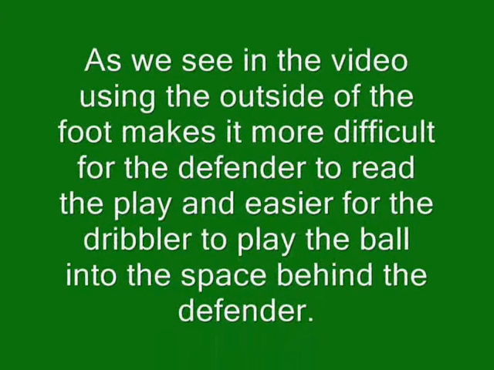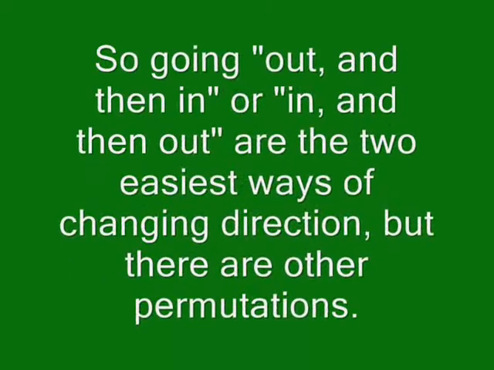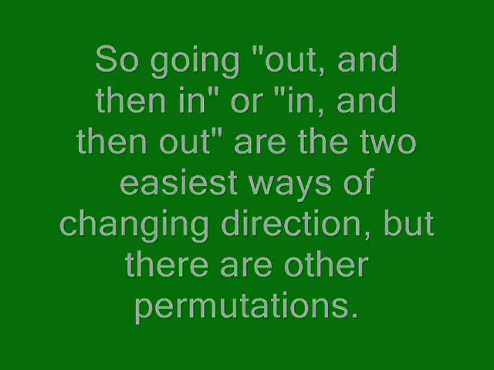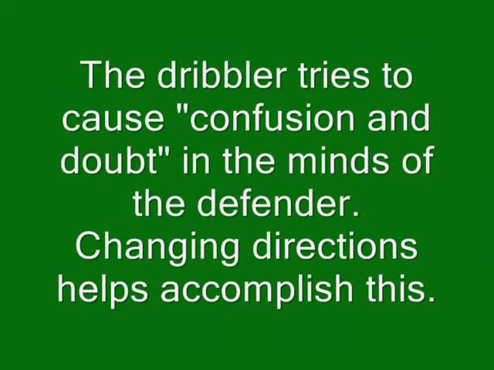So as we see in the video, using the outside of the foot makes it more difficult for the defender to read and easier for the dribbler to play the ball into the space behind. So going out and then in, or in and then out, are the 2 easiest ways of changing direction, but there are other permutations. The dribbler tries to cause confusion and doubt in the minds of the defender. Changing directions helps accomplish this.